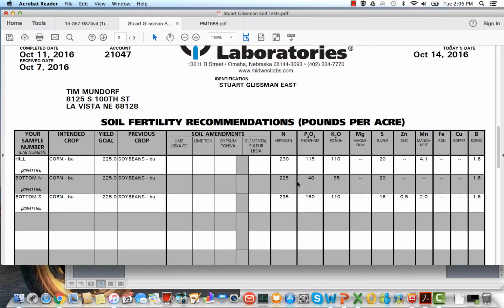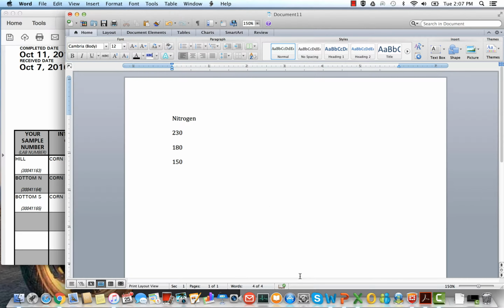And then on the P2O5, like I said earlier, I'm going to flat rate this thing. So that's kind of tough to do with the recommendations of 115, 40, and 150 pounds of P2O5. Let's just average those out. If I add up the 115, 40, 150, divide it by 3, I come up with 102 pounds. So let's go with just 100 pounds of P2O5.